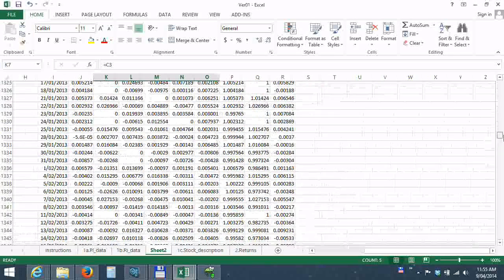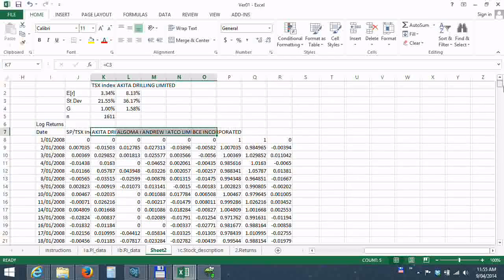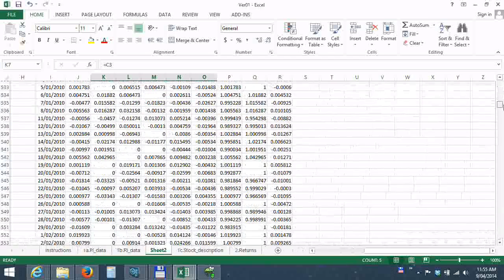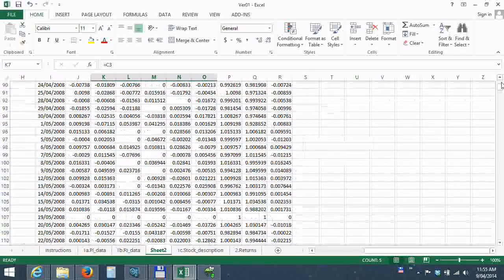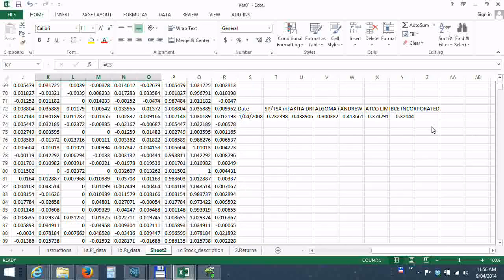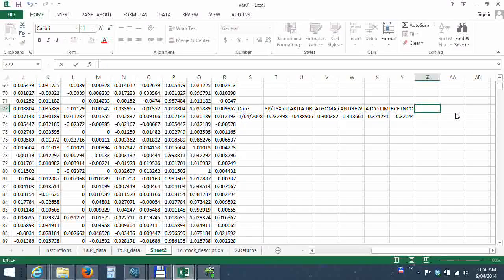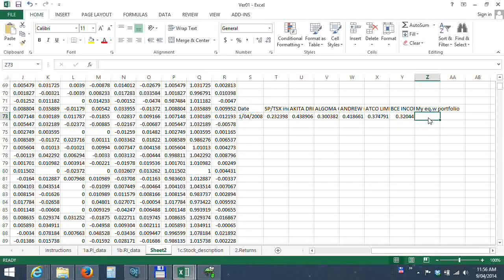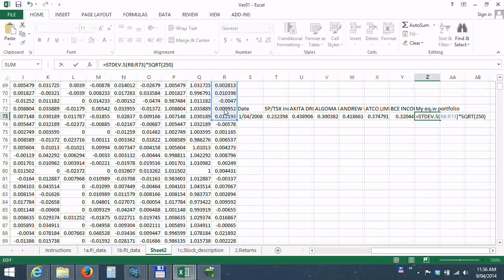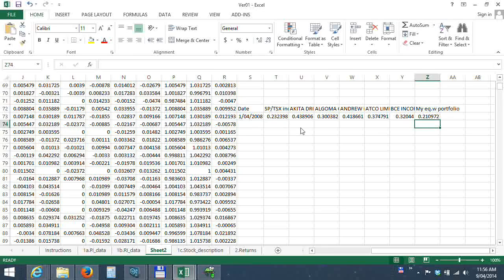Sorry, I forgot what my reference was. One additional thing here is going to be my equally weighted portfolio. I'm going to use the reference that I have here and apply it to my portfolio, which is here. This is the standard deviation.